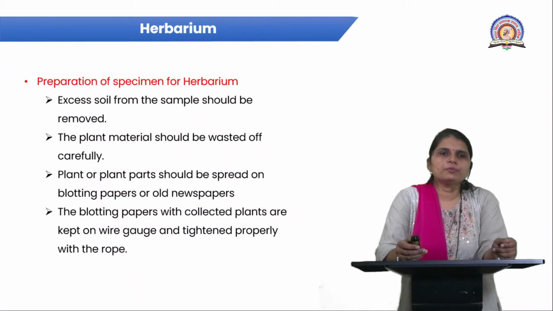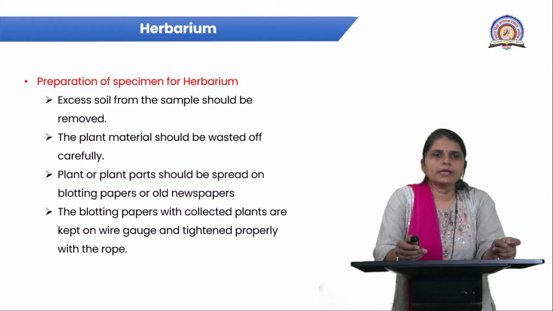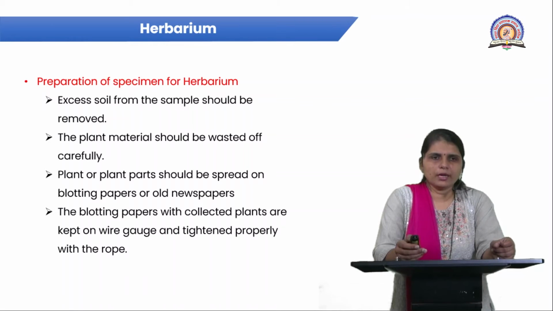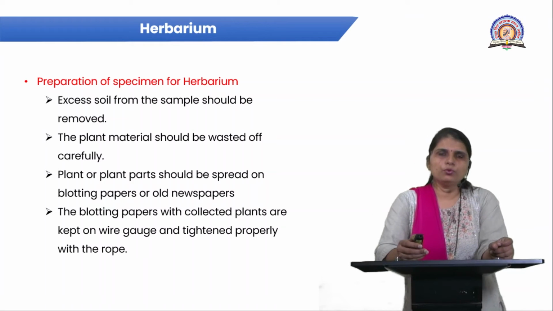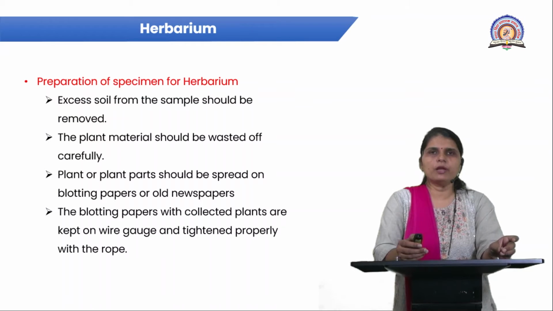Okay. The preparation of specimens for herbarium: excess soil from the sample should be removed from the plant you have selected for making the herbarium sheet. The excess soil from this plant should be removed. Then the plant material should be washed carefully. Then the plant or plant parts should be spread on blotting paper or old newspaper so that excess water is removed from the plant or plant part.